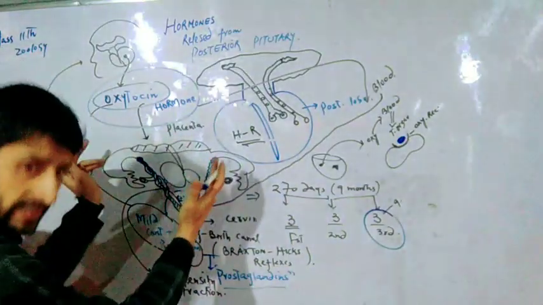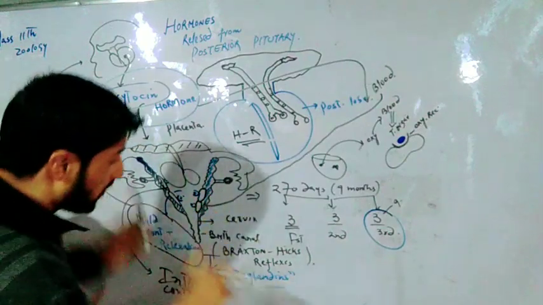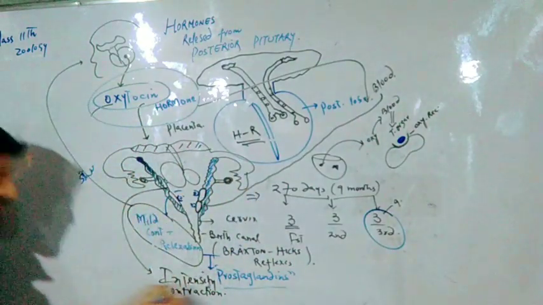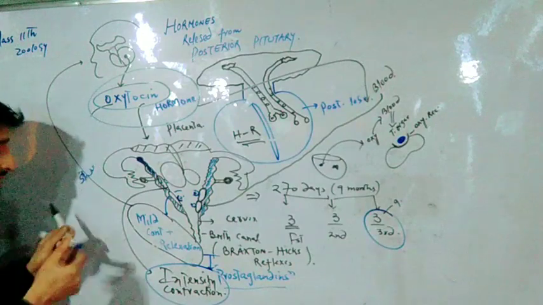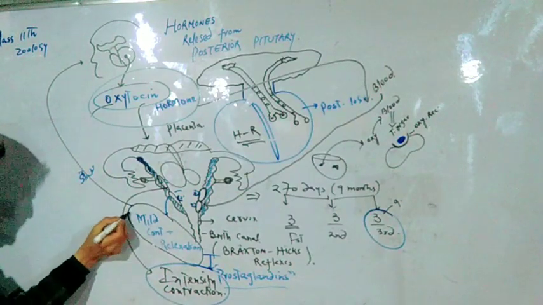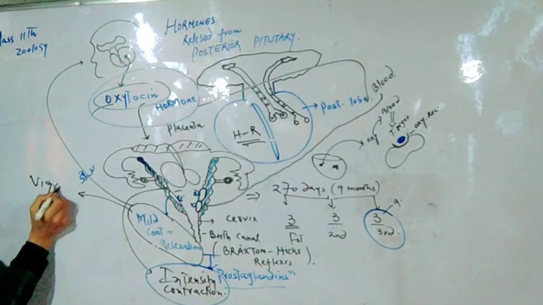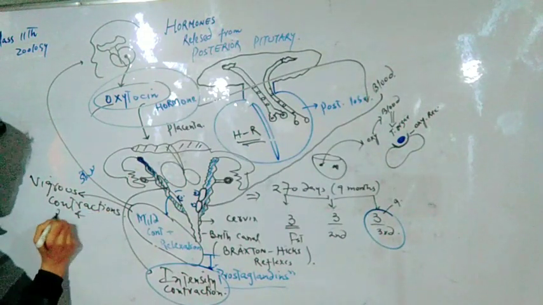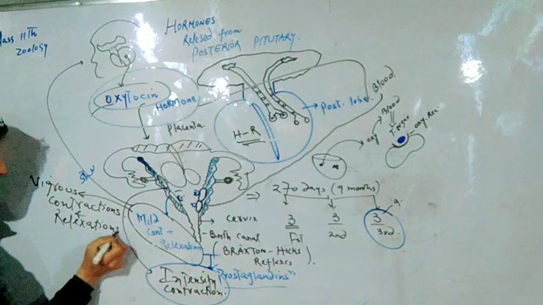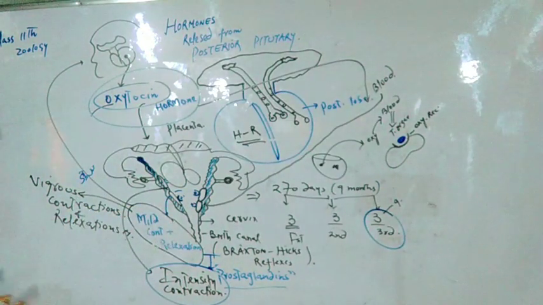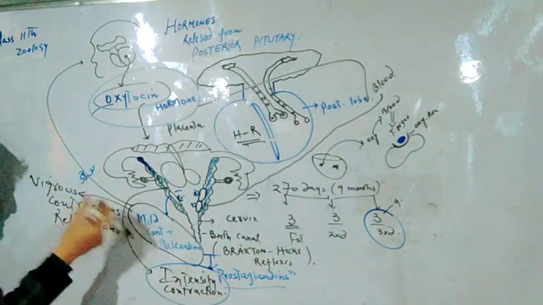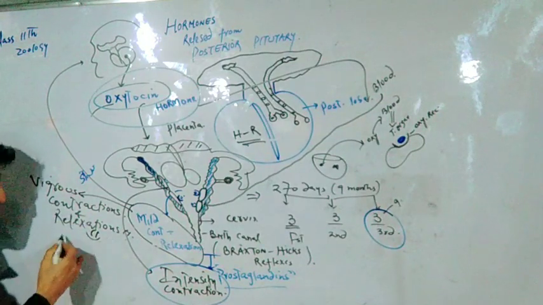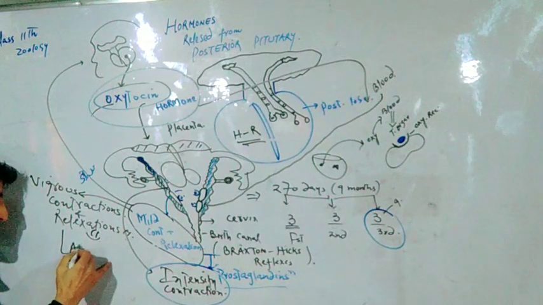This hormone enhances the contractions of the uterus even more. Should I say that it intensifies the contractions? I mean, in the mother's uterus, instead of mild contractions, vigorous contractions start. These vigorous contractions and relaxations begin in the uterus of the mother. This vigorous contraction and relaxation in the mother is what we call labor pain.